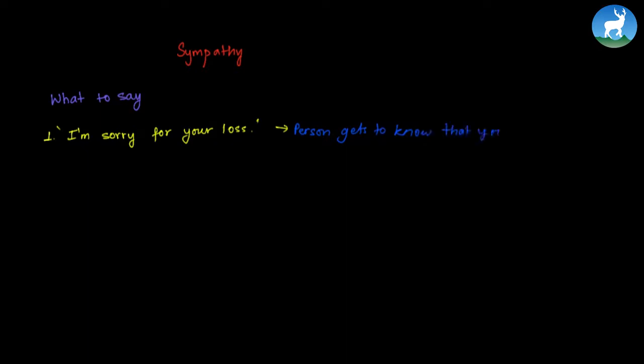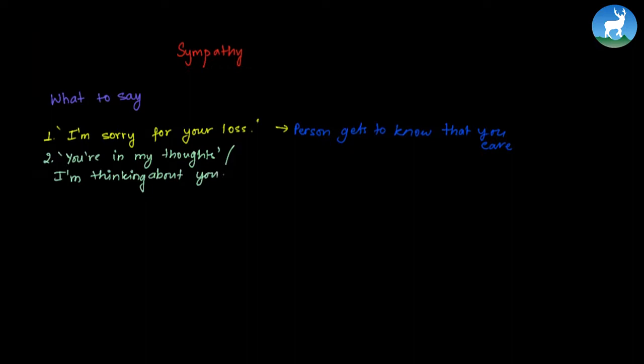So the other thing is, you're in my thoughts, or I am thinking about you. This phrase simply lets the person know that you are aware of the emotional difficulty, which helps the victim feel less isolated in his or her experience. So by this phrase, you are letting the person know that you are aware of the emotional difficulty, which helps the victim feel less isolated in their experience.